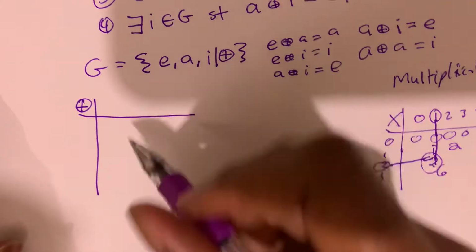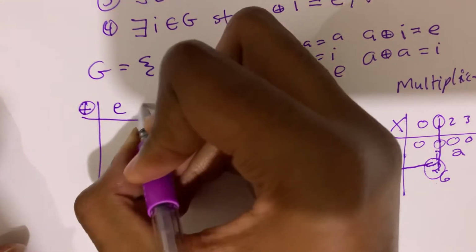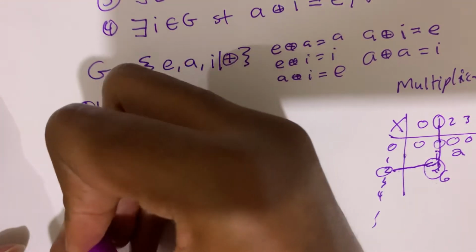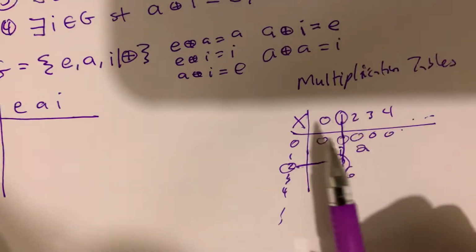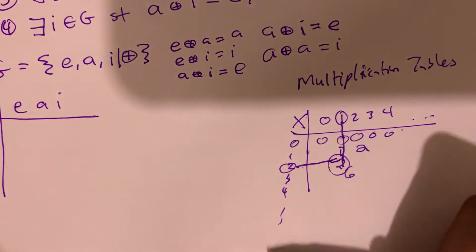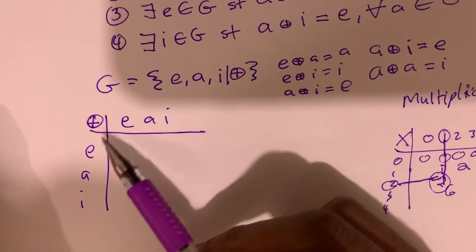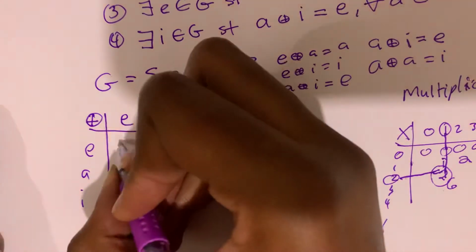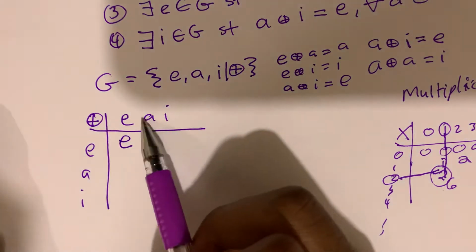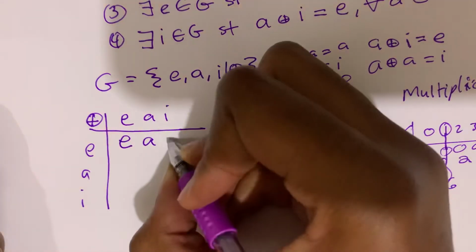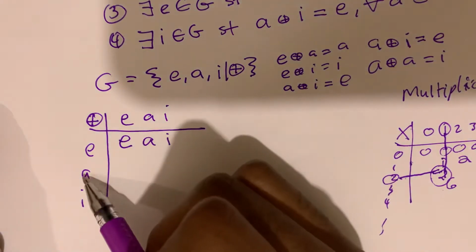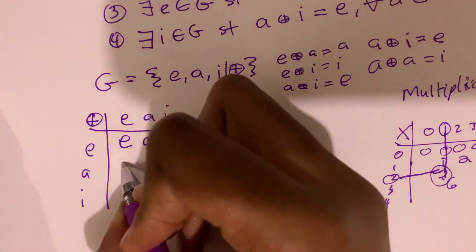So we start by just writing out elements of the group, E, A, I, just as we write elements of the integers, the non-negative ones here. E operated with E is going to be E. E operated with A is going to be A. Here is going to be I, trivially. A operated with E is going to be A.